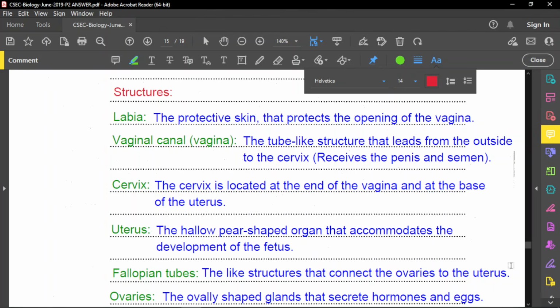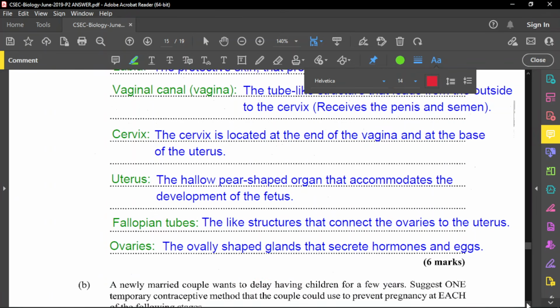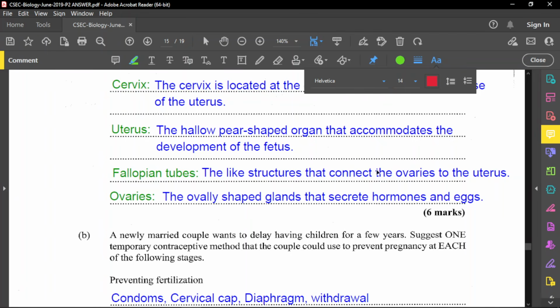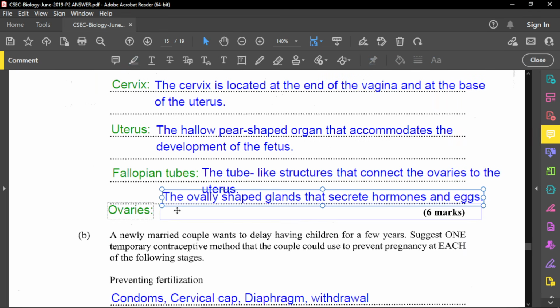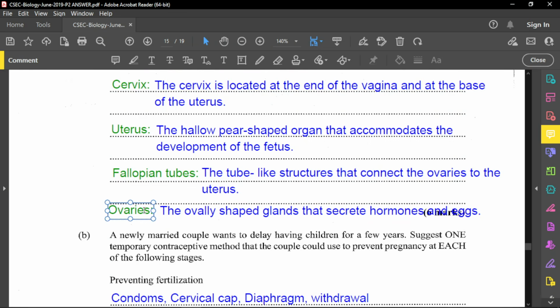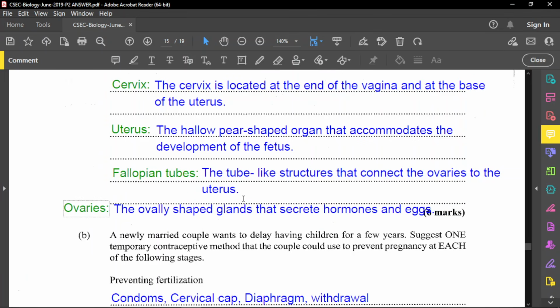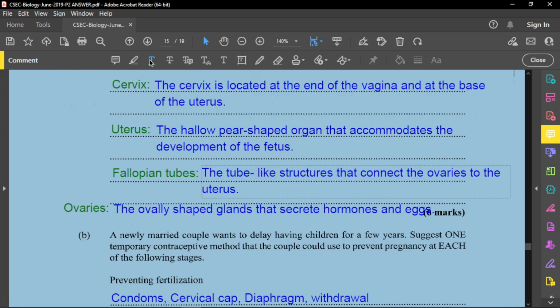And we have the fallopian tubes. The fallopian tubes are tube-like structures that connect the ovaries to the uterus. And then we have the ovaries. The ovaries are oval shaped. That's a nice way to look at it. And they secrete hormones and also produce eggs.